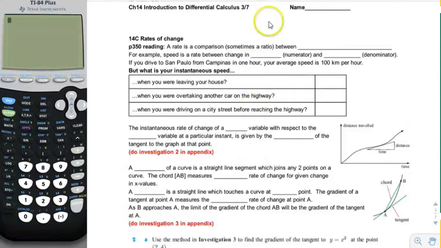Page 3. We're talking about rates of change today. On the page 350 reading, we're going to fill in some blanks here.